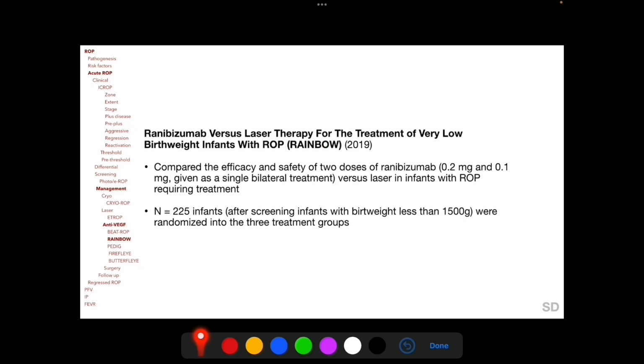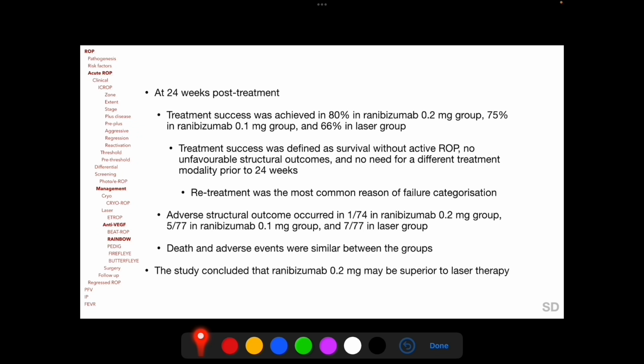The Rainbow study compared the efficacy and safety of two doses of ranibizumab, 0.2 mg and 0.1 mg versus laser in infants with ROP requiring treatment, and a total of 225 infants were randomized into the three treatment groups. In the Rainbow study, at 24 weeks post-treatment, treatment success as defined here was achieved in a higher proportion of patients receiving ranibizumab 0.2 mg as compared to that in the laser group, and the study concluded that ranibizumab 0.2 mg may be superior to laser therapy.